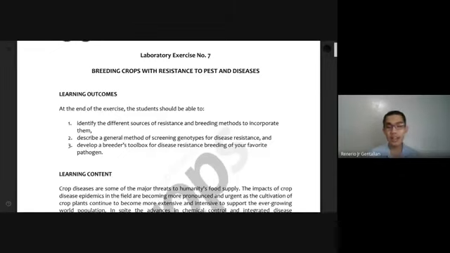And of course, the last part is to develop a breeder's toolbox for resistance breeding for your favorite pathogen. What I would like you to do here is to accumulate some literature sources through the worksheets, which could help you decide which breeding method to use, or what state of the art or information about the particular pest would help you in your breeding for biotic stress, your breeding goal, which is breeding crops with resistance to pests and diseases.